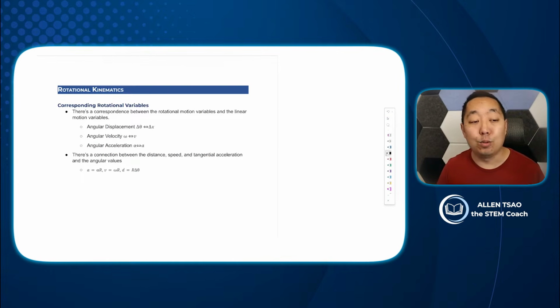So now let's get into rotational kinematics, all right? One of the things you've got to recognize is there's a correspondence between the rotational motion variables and the linear motion variables. Last time we talked about the angular displacement corresponding to the displacement. Angular velocity is given by this Greek letter omega, and that compares to velocity. Omega is defined just like linear velocity was defined as the displacement over the time. Angular velocity is the angular displacement over the time, that rate there.